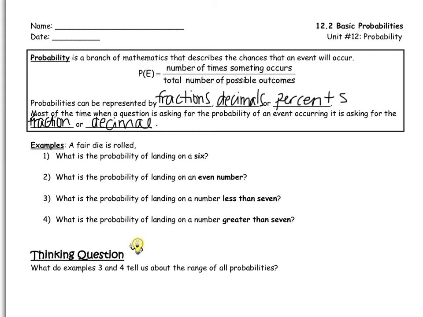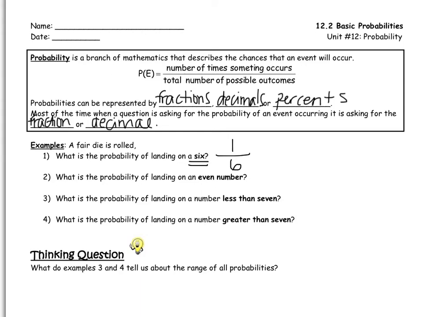Okay, let's do a few examples which you should already know. So example number 1. A fair die is rolled. What is the probability of landing on a 6? Well, the total number of possible outcomes is 1 through 6. So that would go on the bottom. There are 6 possible outcomes. How many 6s are there? 1. So 1 out of 6.